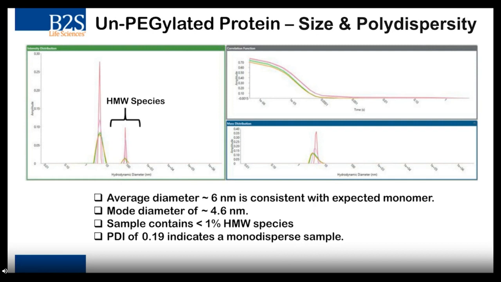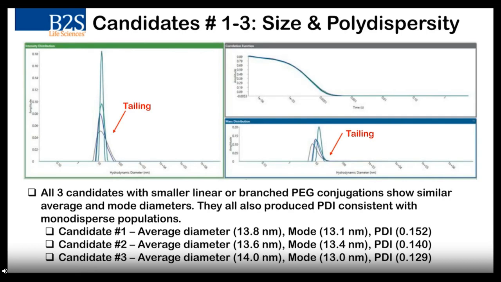So if we look at the unpegylated protein data here, we have an average diameter of about 6 nanometers and a mode diameter of about 4.5, which is consistent with a monomeric protein. And then by looking at the mass distribution, we were able to determine that there was less than 1% high molecular weight species, and the PDI of 0.19 indicates that the enzyme was monodisperse, so highly uniform.